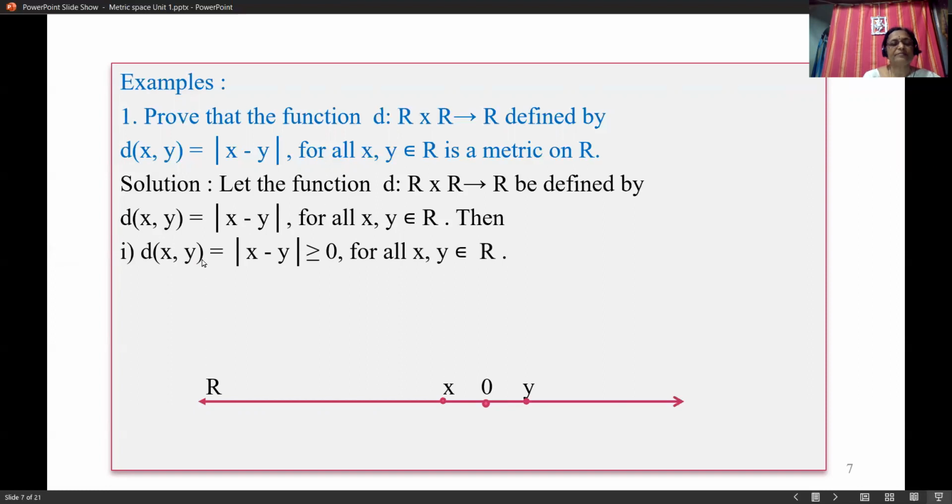Now let us consider the first condition, D of xy. By definition, D of xy is modulus of x minus y, greater than or equal to 0 for all xy belonging to R, because this is a distance and distance is always non-negative. Therefore, D of xy is greater than or equal to 0. Second result: instead of taking x and y as different points, let us consider D of xx. By definition, it is modulus of x minus x, and x minus x is 0, and modulus of 0 is equal to 0. This is true for all x belonging to R.